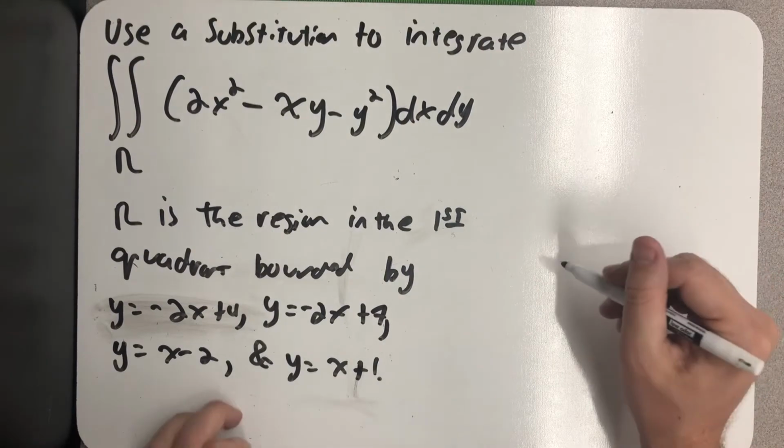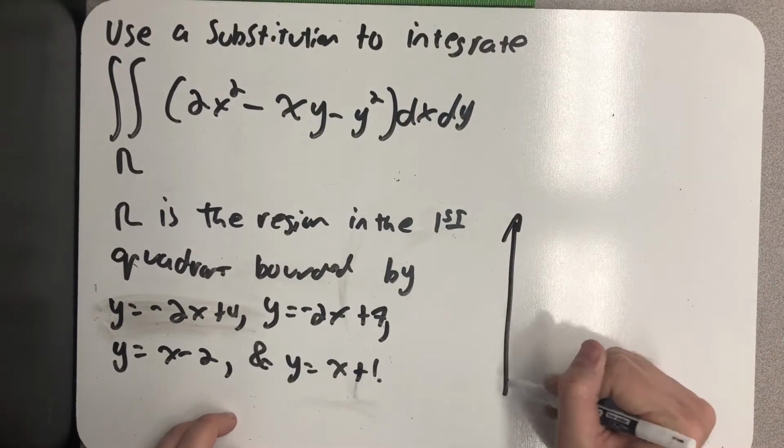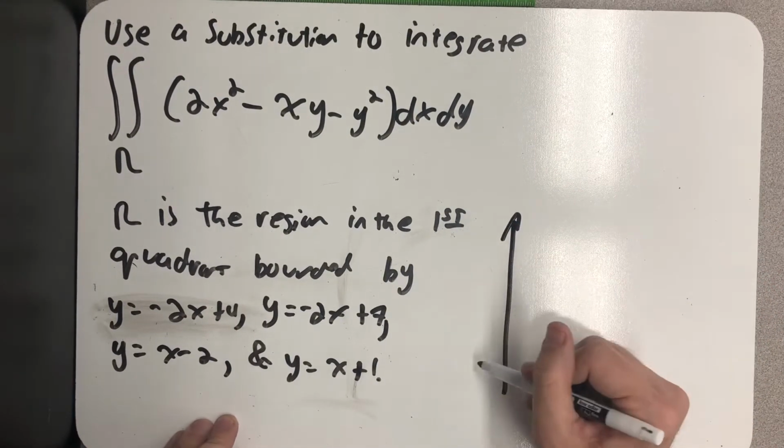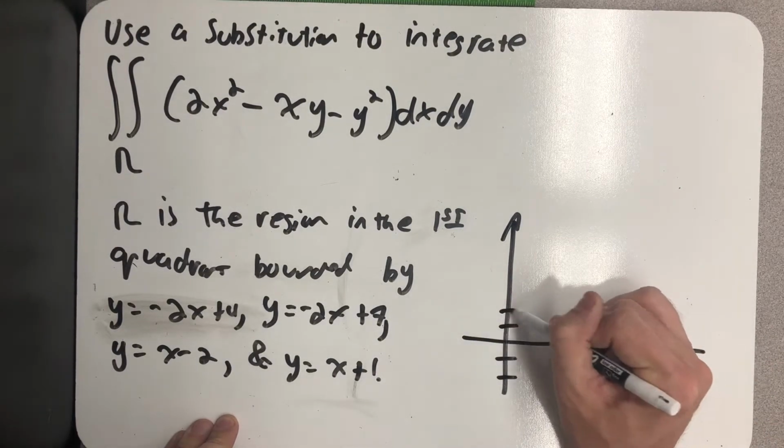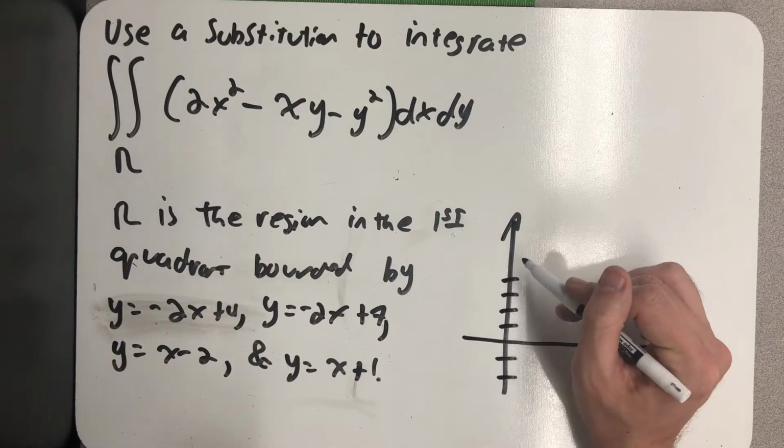So the first thing I'm going to do is graph the region we're talking about here. I just have a bunch of lines to graph, and I know the region I'm talking about is in the first quadrant.